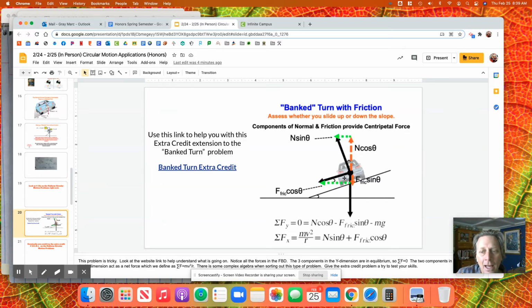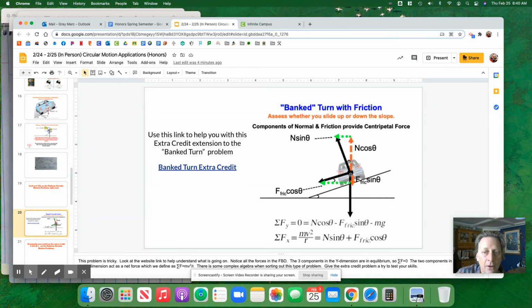Okay. Now, what I have in this picture, I've got three real forces. I've got normal force, friction, and weight. And then I'm going to take my components and put everything into x's and y's. So I break up my normal force into x's and y's, and I break up my friction into x's and y's. And then I set up two equations. My first equation says the sum of the forces in the y is equal to 0. The y aspect of this is in equilibrium, and that's because the car is not accelerating up or down. Okay, but the x component is not in equilibrium, so that x component equals mv squared over r.